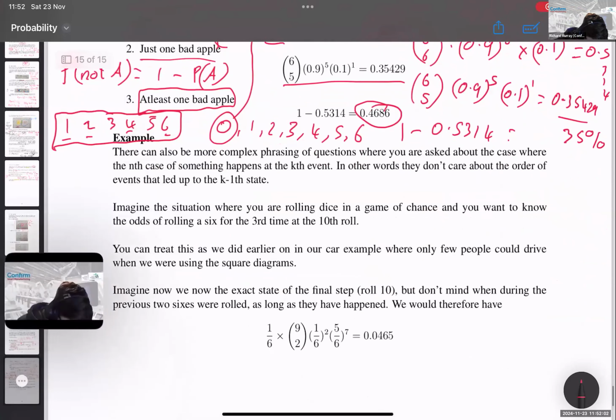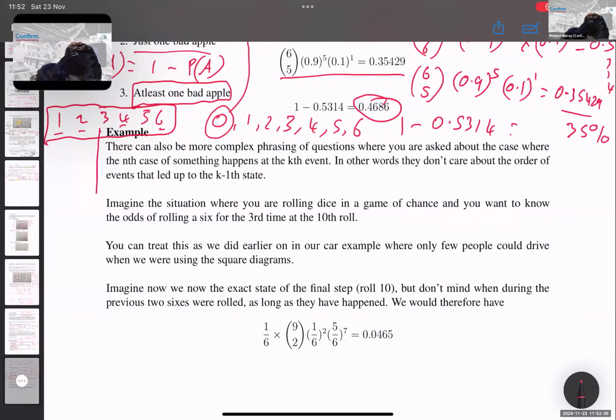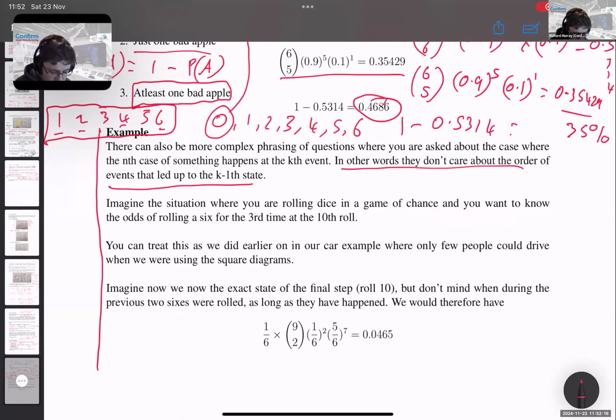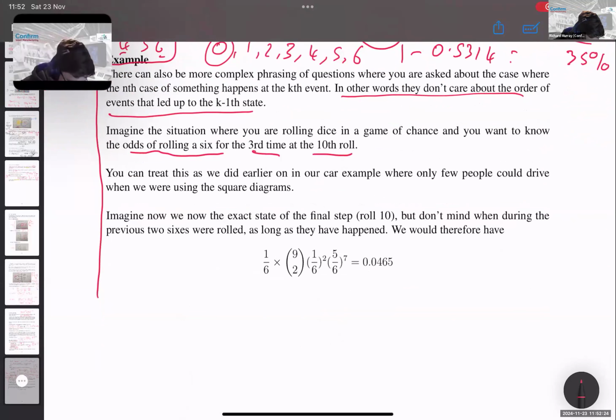So this last example, before we move on to the exam papers, is what I flagged at the start, where we don't care about the order of events that led up to our final state. Imagine we are rolling dice in a game of chance and you want to know the odds of rolling a 6 for the 3rd time on the 10th roll. We could draw out our tree diagram. This is our first roll, but because this is a 6-level system, we'd have to draw 6 levels and do that 10 times to get all the way out. It's going to be very, very time consuming.